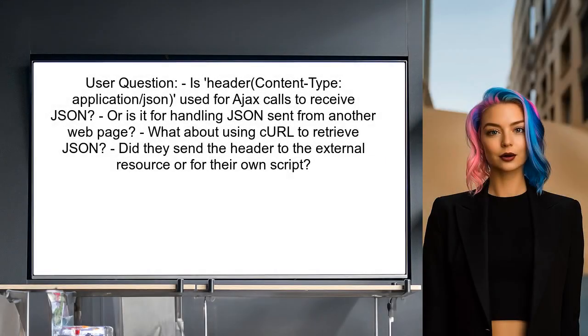Let's break down the specific question at hand. One user asked if the line header Content-Type application/json is used when another web page calls the script, like with Ajax, so that it can receive JSON data. Or is it meant for handling JSON sent from another web page? And what about when retrieving JSON from an external resource using cURL? Did they send the header to the external resource, or was it for their own script? Let's explore these questions together.